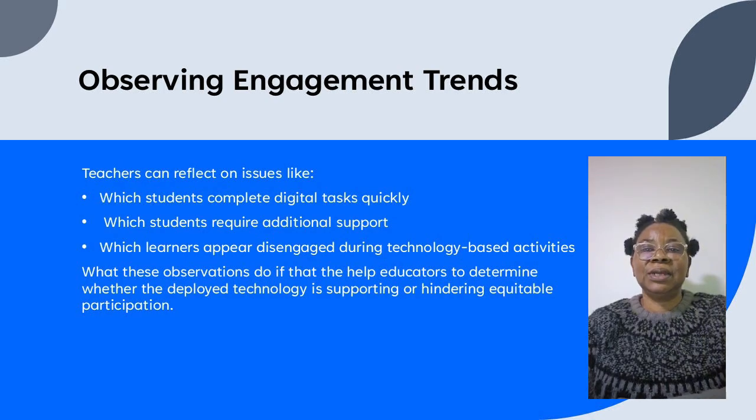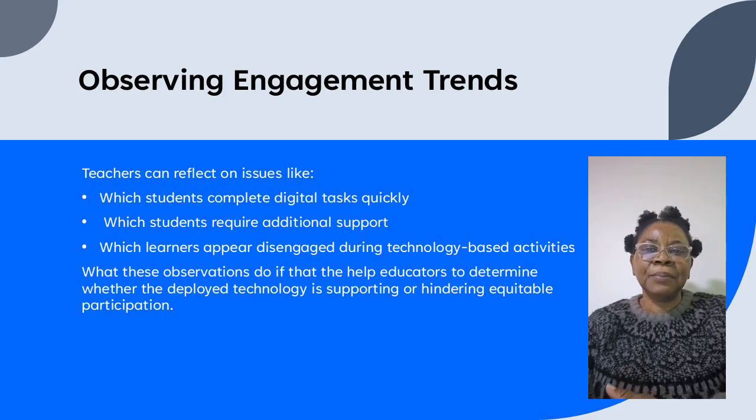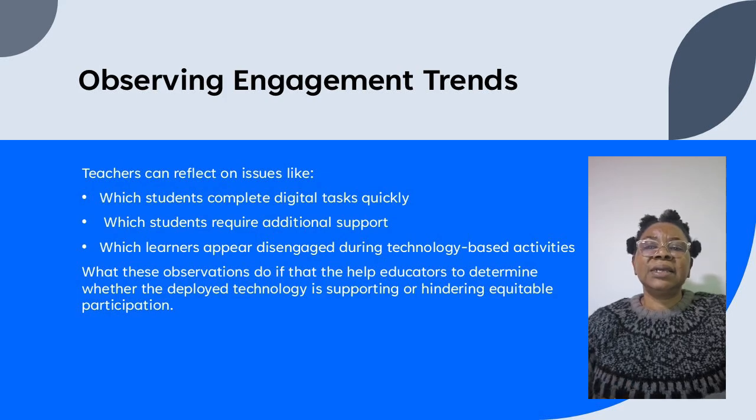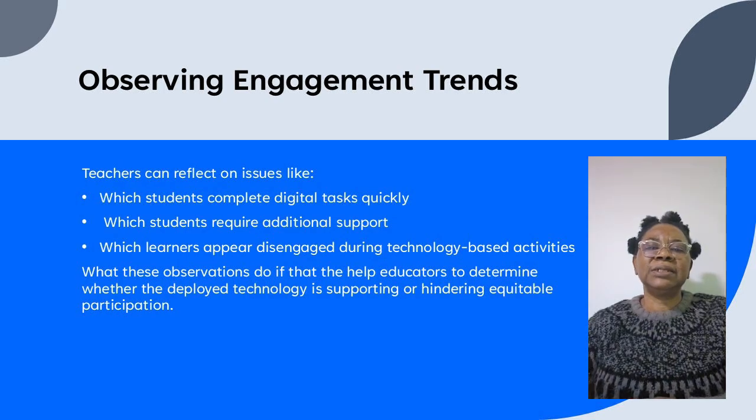Observing engagement trends. Teachers can reflect on issues like which students complete digital tasks quickly, which students require additional support, and which students appear disengaged during technology-based activities. What these observations do is help educators to determine whether the deployed technology is supporting or hindering equitable participation.